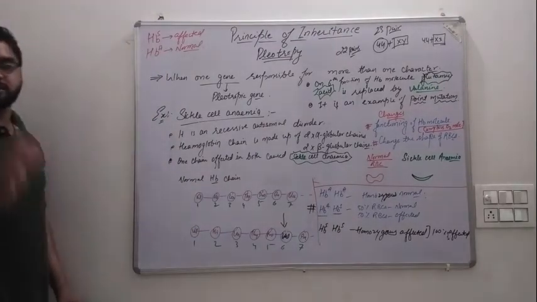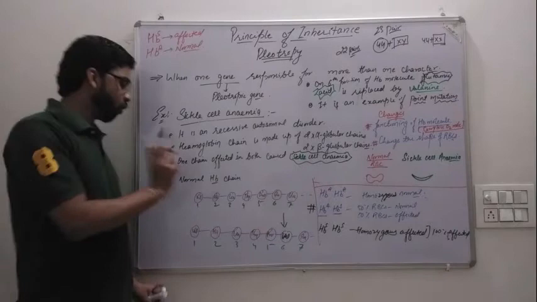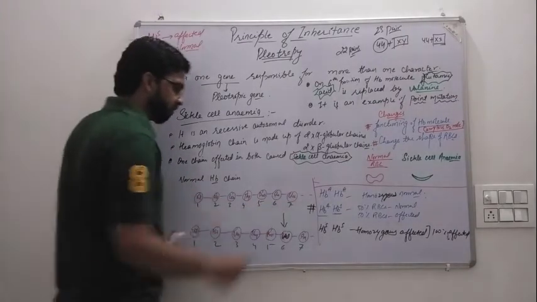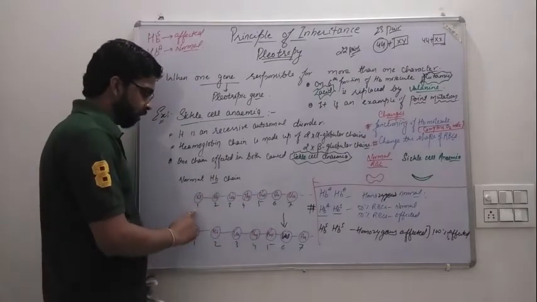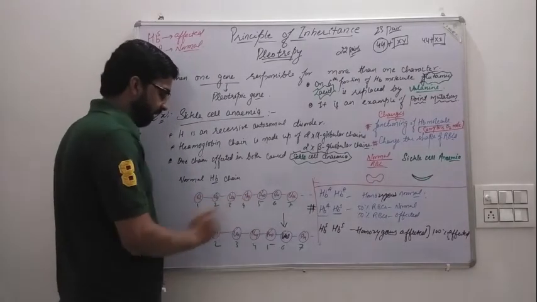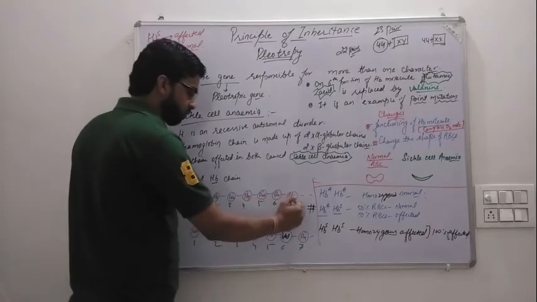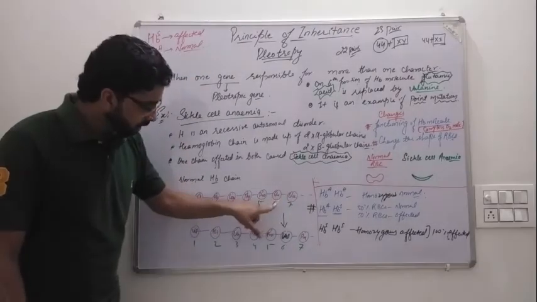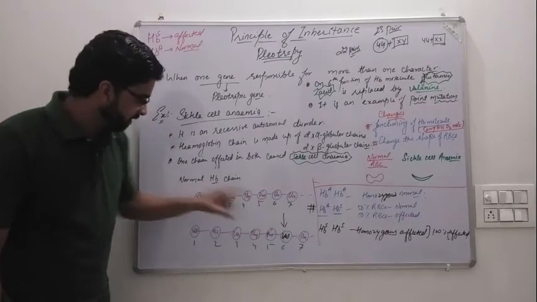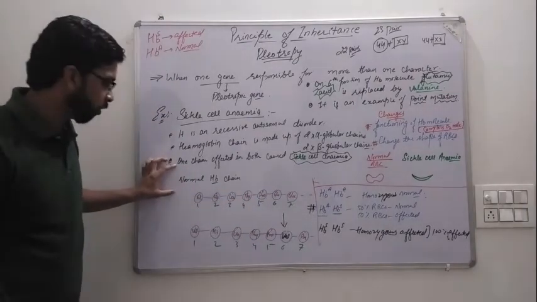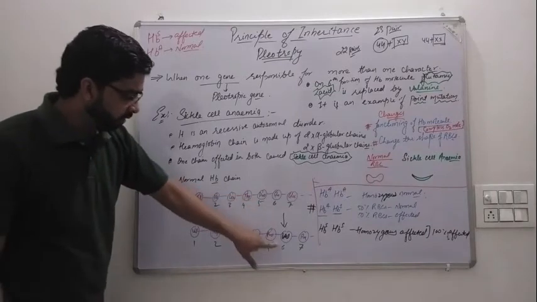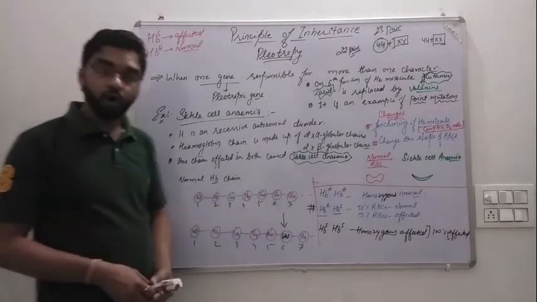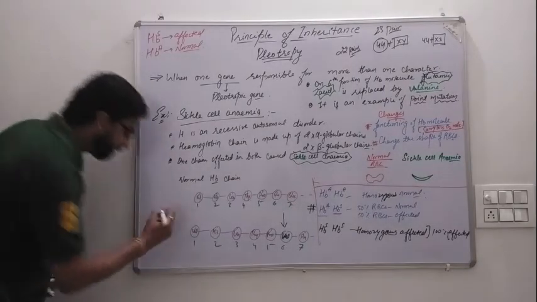If we go through the normal condition of the hemoglobin chain, we draw it with amino acids 1 to 7. In the normal condition, the 6th position has glutamic acid. In the affected case of sickle cell anemia, glutamic acid is replaced by valine.